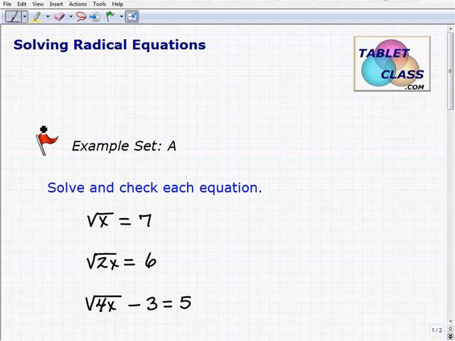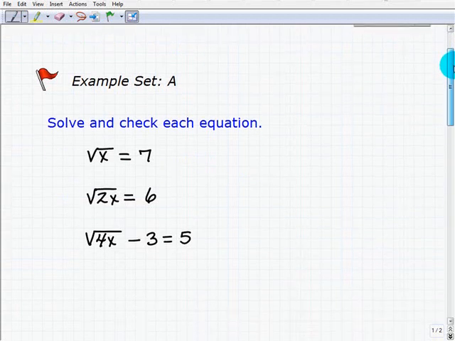This is our first example set A. What we're going to do here is take a look at these three problems and make sure that you understand the procedure to solve radical equations. If you have this mastered in this particular video, then you can move on to more challenging problems.